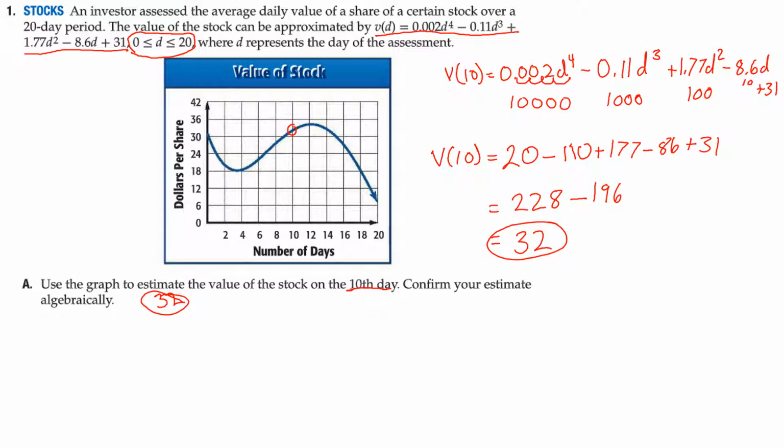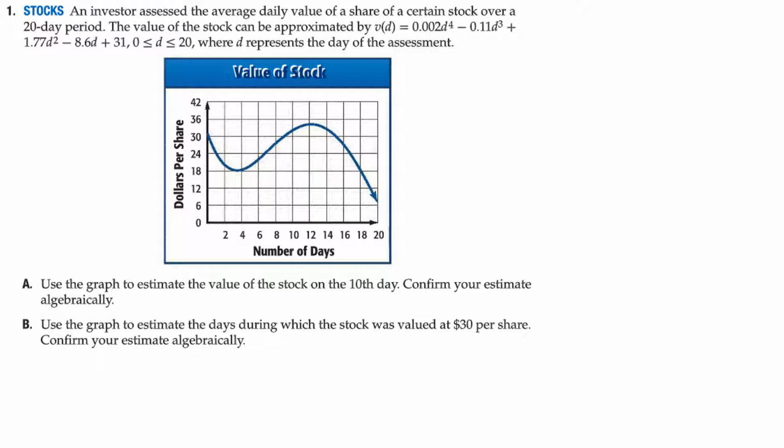All right. Now, there is a part B to this problem. For part B, I'm trying to confirm where in this graph the stock was valued at $30 per share. So, estimate the days. Looks like here it kind of was, but realize that 1 was in this spot. So it would really be here at 1. So even though it crosses 31 there, it's kind of just hopping to the next day. So that one I'm not going to count.